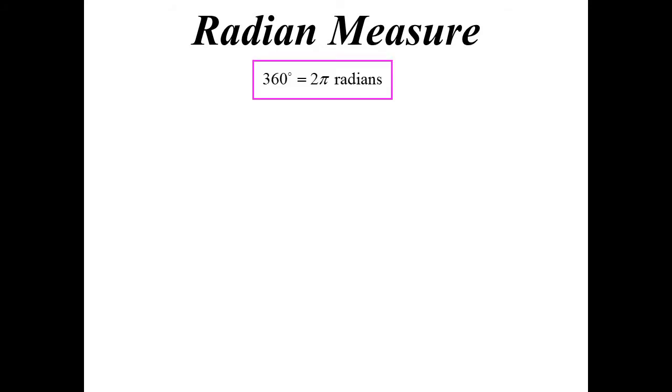Now, the way I remember it is this. 360 degrees is 2 pi radians. So it's basically pi is 180 degrees. But I remember it this way because, of course, a complete circle is 360 degrees, and I know the circumference of a circle is 2 pi r. So I can associate 2 pi with 360 quite easily. So that's what I use. 360 degrees is 2 pi radians.